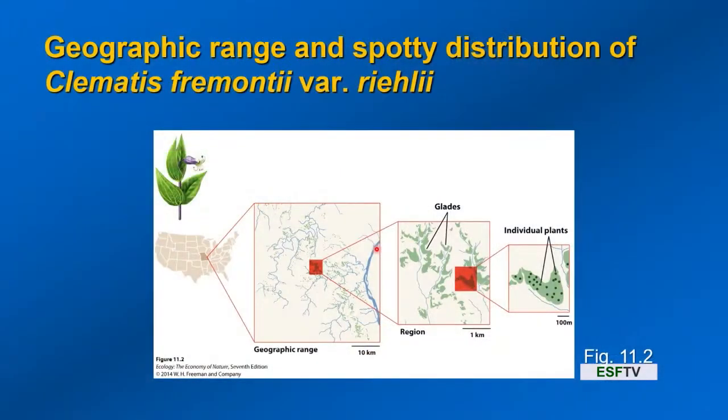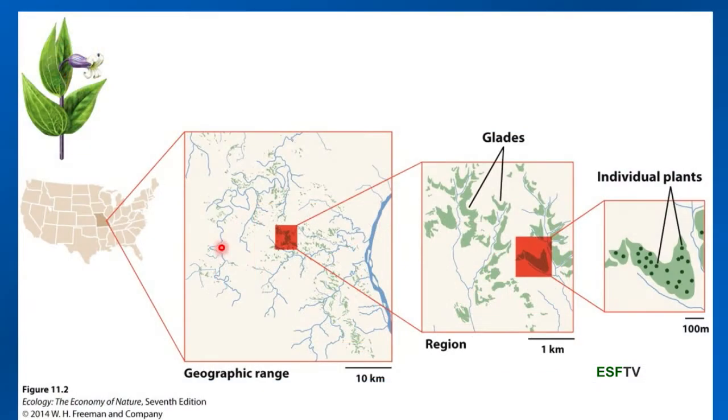For instance, this Clematis fremontii variety Rillier, I think that's how you pronounce it. It's a specific variety of a clematis species, Clematis fremontii. Its range is here in Missouri. If you get inside that range, you start to find out that no, it's not everywhere. It's in certain drainages within that range. And then if you blow it up even further, you realize it's not throughout the drainage.